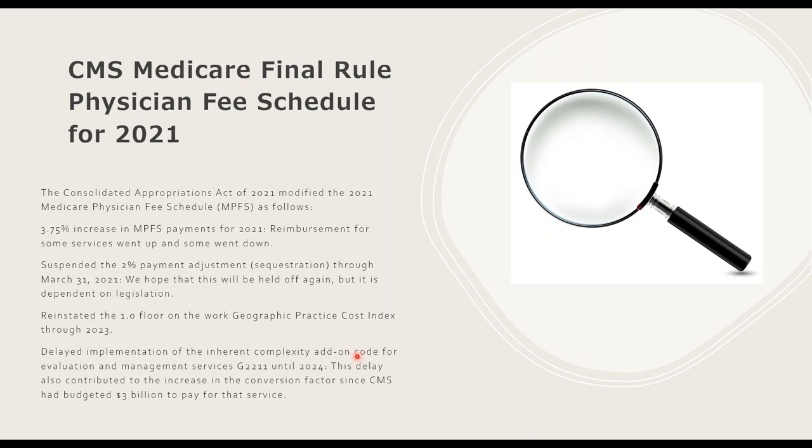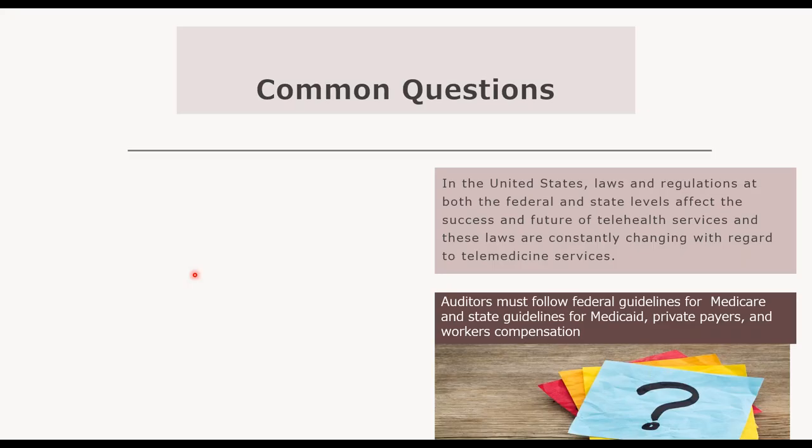So if you go in saying, okay, we've done it according to this, but somewhere along the line, they've updated the rules and the documentation guidelines and you weren't aware of that. Now they're coming back and auditing you and you're like, oh, that's bad. We have to pay all that money back. Anyway, they put it on hold because they're going to revise that code. And they put it on hold till 2024. And by doing so, they figure they have another $3 billion that was budgeted to pay this code for 2021 to 2024 that they will be able to pay for not reducing the conversion factor fee by 10%, only 3%. So something to be aware of.